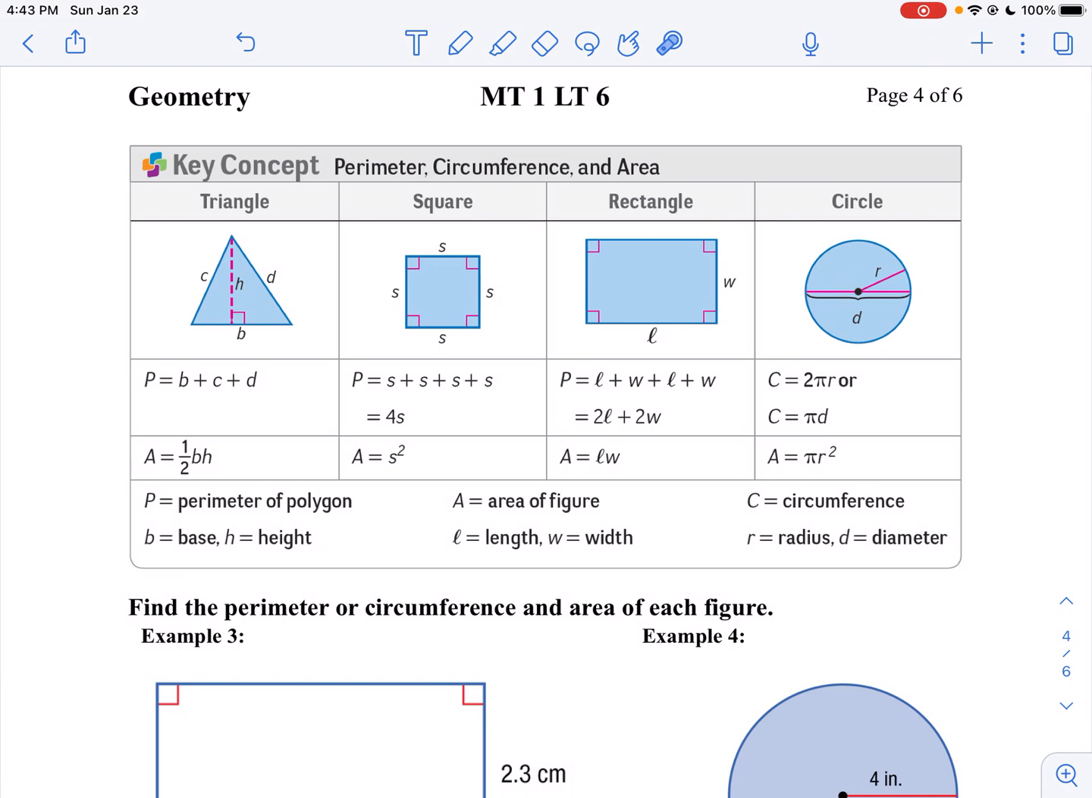To find the area of a rectangle, it's length times height. A square is the same thing. Well, if I look at a rectangle and I divide that in 2, I've got a triangle then, don't I? So in other words, I take 1/2 times the base times the height. Make sure your height's at a 90-degree angle. To find the area of a circle, it's pi times r squared.